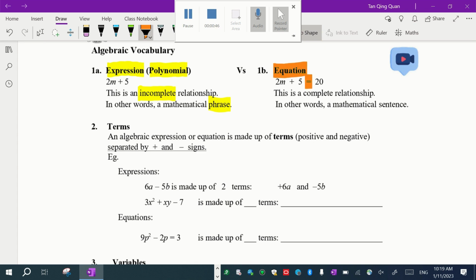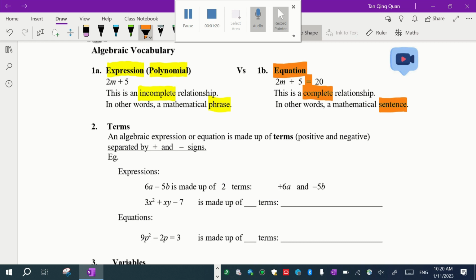And when we compare this to an equation, then you can see that there is a subtle difference. For an equation, there is an equal sign, meaning that there is a complete relationship. And in this case here, we could see this as like a mathematical sentence. Okay? So there is a difference because the way we go about solving things in algebra matters, whether it is an expression or equation.